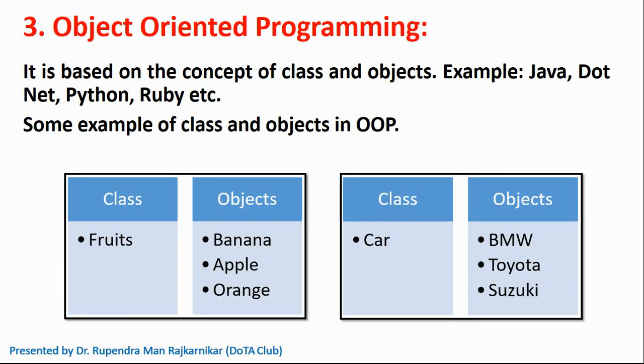3. Object-oriented programming. It is based on the concept of class and objects. Example: Java, .NET, Python, Ruby, etc. Some examples of class and objects in OOP. For example, fruits is a class, and banana, apple, orange are objects. Likewise, car is a class, and BMW, Toyota and Suzuki are objects.